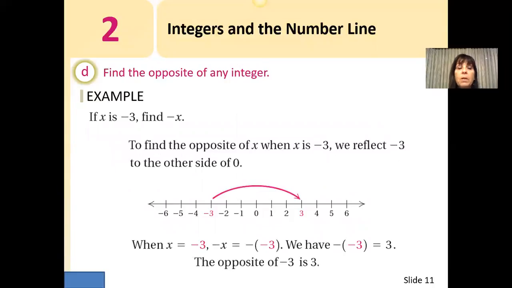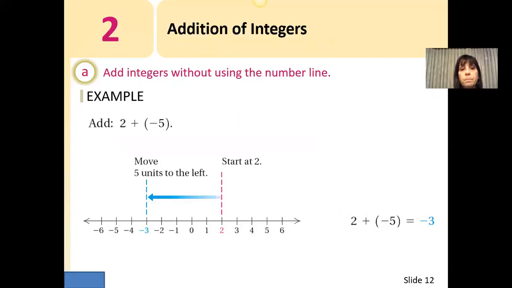So for example, if x is -3, -x would be the opposite of -3, which is going to go to the other side of the 0, so it would be a +3. So the opposite of a negative is a positive, and the opposite of a positive is a negative.